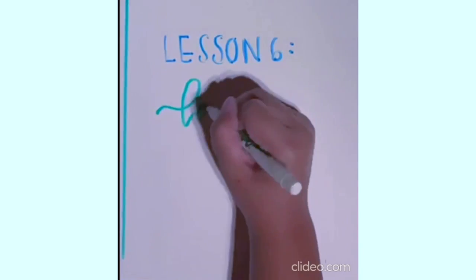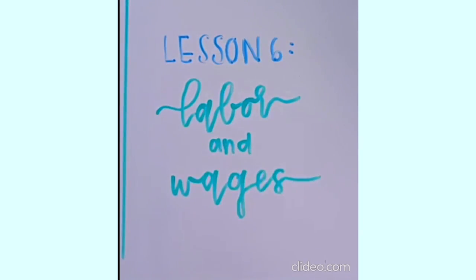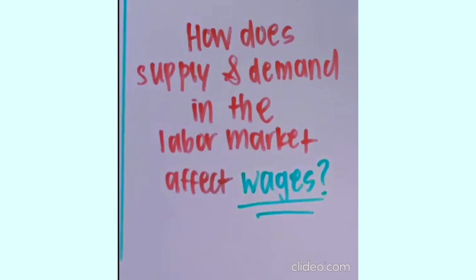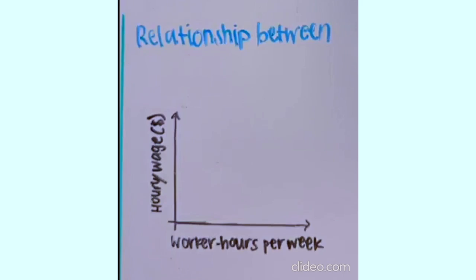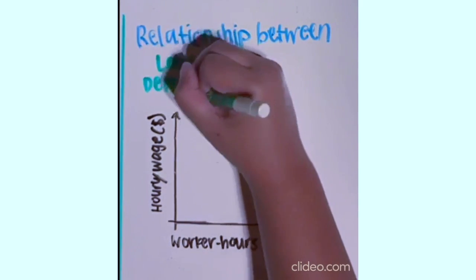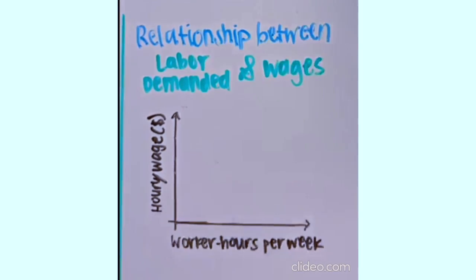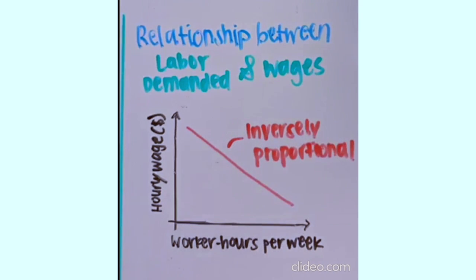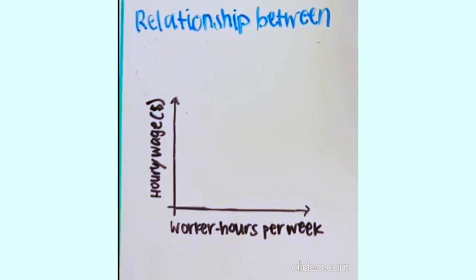Lesson 6: Labor and Wages. How does supply and demand in the labor market affect wages? The relationship between wages and demand is inversely proportional. The higher the wage, the less the quantity of labor demanded. The lower the price of labor, the more the demand for labor increases.